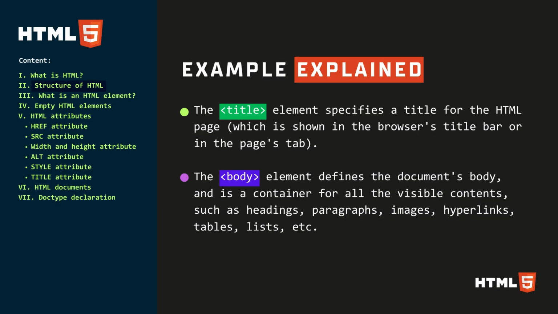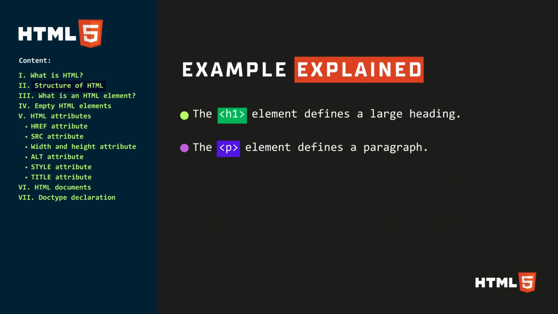The <body> element defines the document's body, and is a container for all the visible contents, such as headings, paragraphs, images, hyperlinks, tables, lists, etc. The <h1> element defines a large heading. The <p> element defines a paragraph.